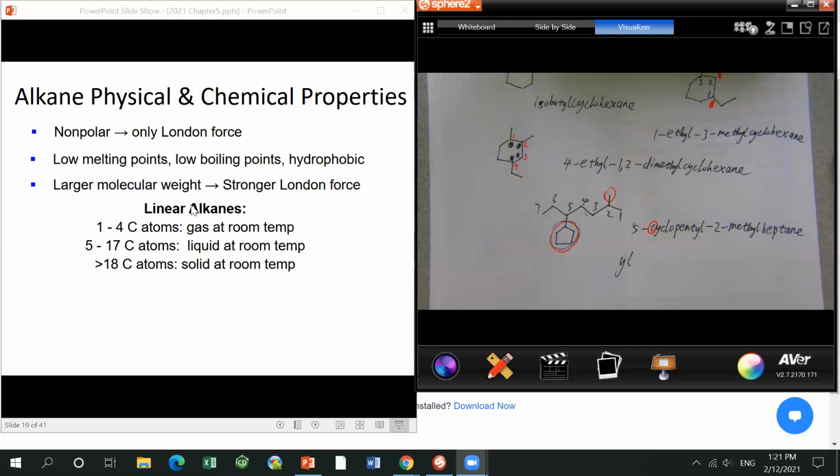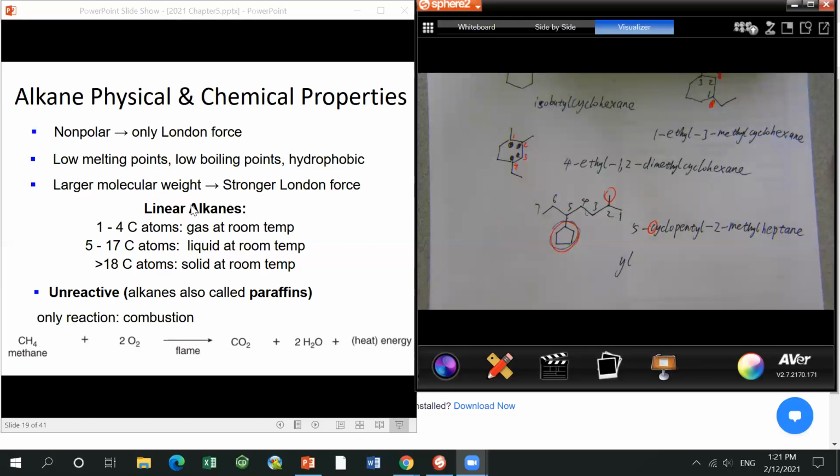If it's 5 carbons to 17 carbons, the linear alkanes are normally liquid at room temperature, for example gasoline, which we use for a car, or diesel. If it's more than 18 carbons, it should be solid. An example is wax, which is just solid alkane.